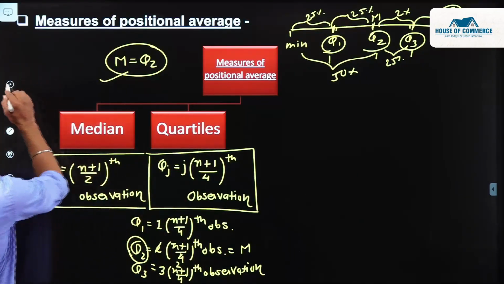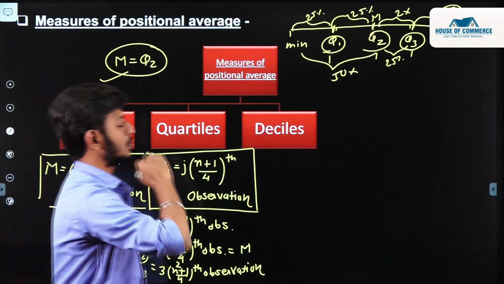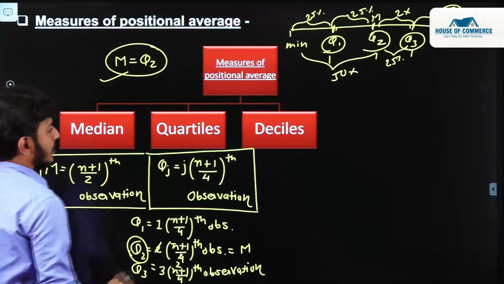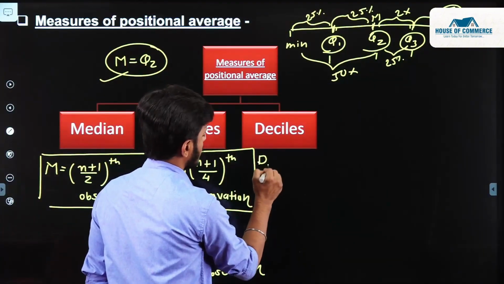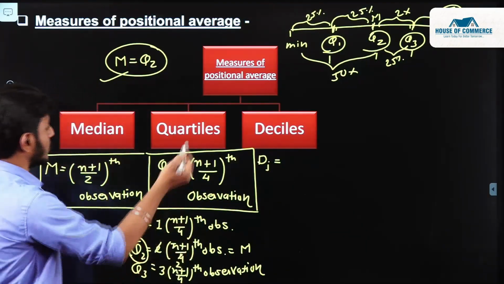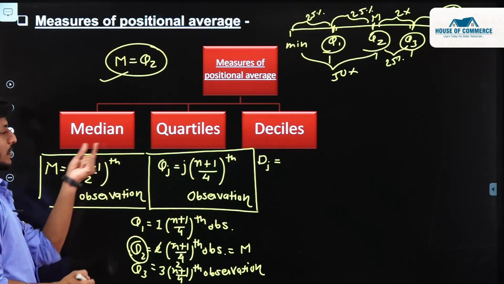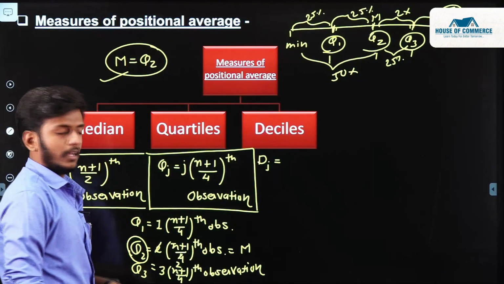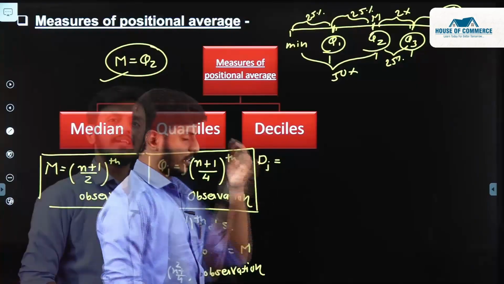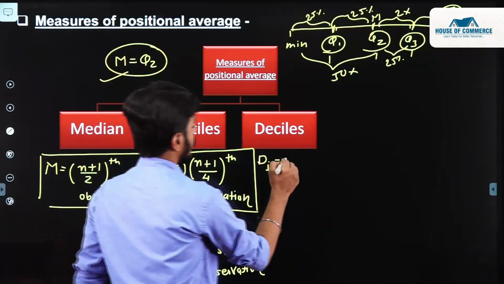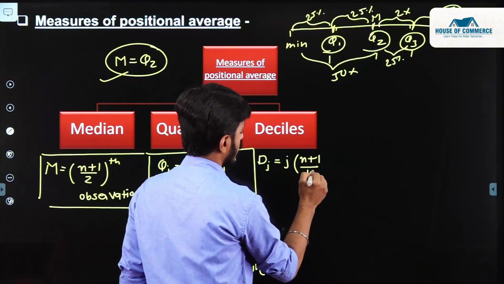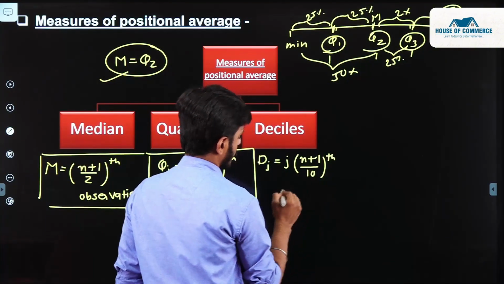Now our next measure is the deciles. What do we mean by deciles? Quartiles are denoted by Qj, so deciles are denoted by Dj. And what would be the formula for deciles? The median divides all the observations in 2 equal parts, quartiles divide all the observations in 4 equal parts, and deciles divide all the observations in 10 equal parts. So the formula is j(n+1)/10th observation.